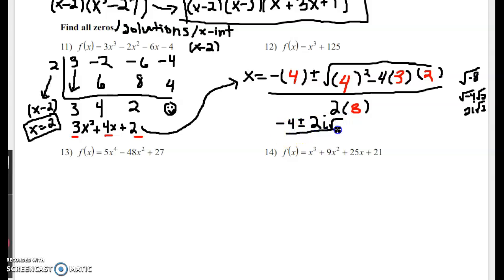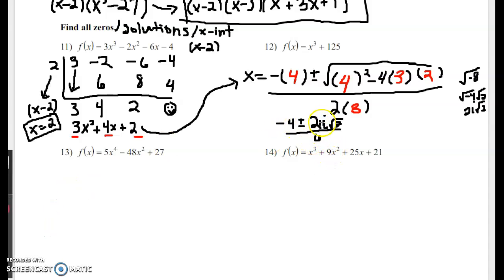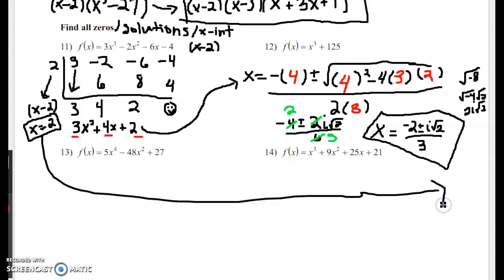over 2 times 3, which is 6. And then again, a few comments I made on some of your papers. These all reduce. The 4, the 2, and the 6 are even, so I can reduce them all by 2. That makes the 4 a 2, and that makes the 6 a 3. And that 2 is gone. So the final 2 solutions here are x equals negative 2 plus or minus i root 2 all over 3. And that's my solutions, as well as this guy, that x equals 2.